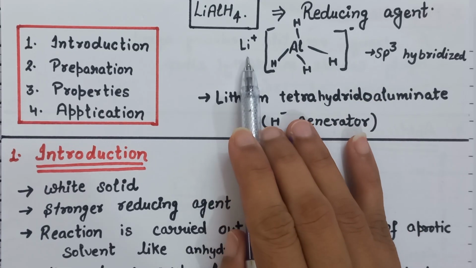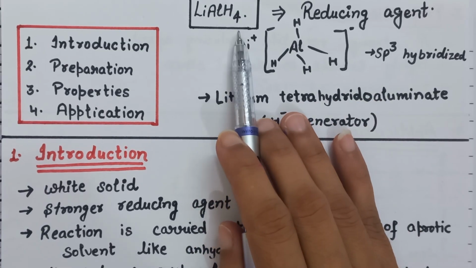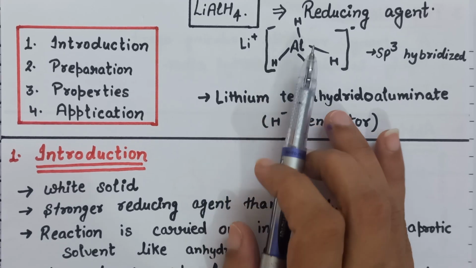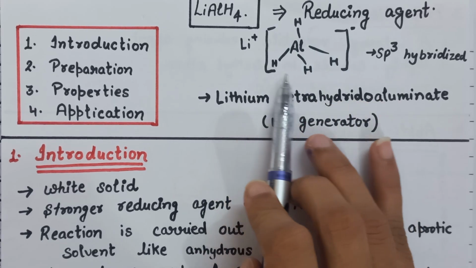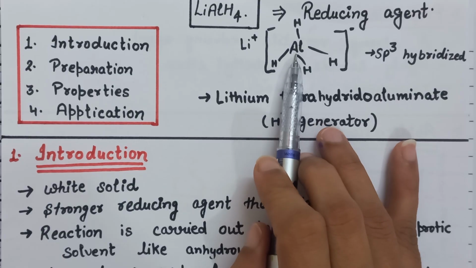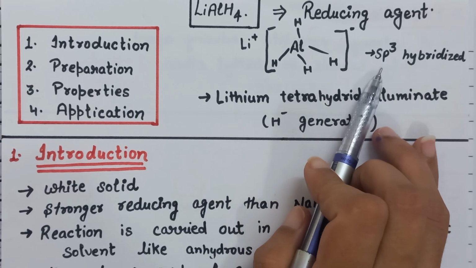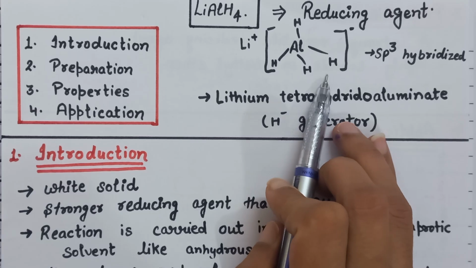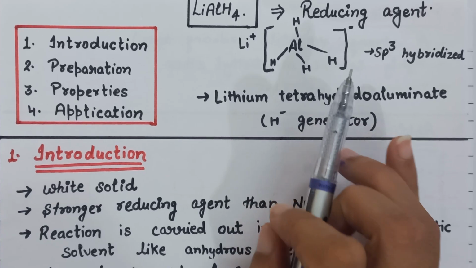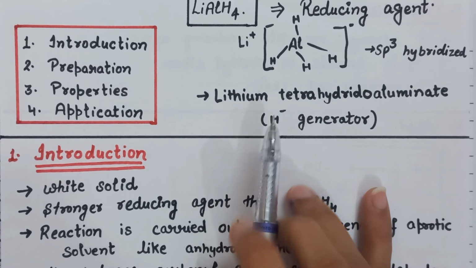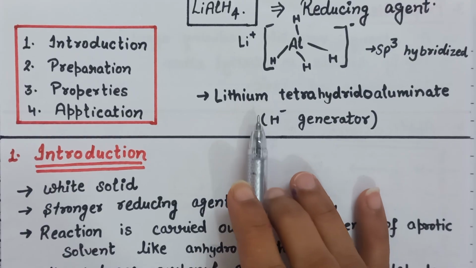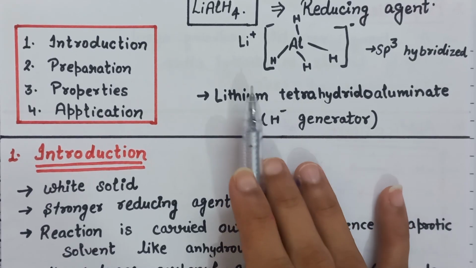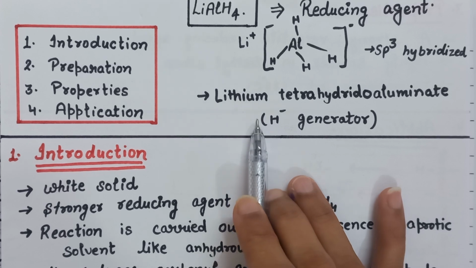Its formula is LiAlH4, lithium aluminum hydride. Here the lithium carries the positive charge and there is a negative charge overall on this entity. Here the aluminium atom is sp3 hybridized, and these four hydrogens are arranged in a tetrahedral manner. And the IUPAC name of this reducing agent is lithium tetrahydridoaluminate.